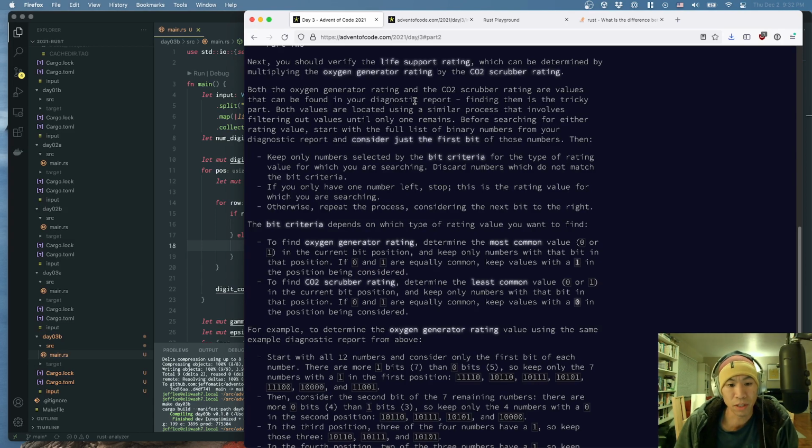Okay. The bit criteria depends on which type of rating you want to find. To find the oxygen generator rating, keep the most common value, 0 or 1, in the current bit position, and keep only numbers with that bit in that position. If 0 and 1 are equally common, keep values with 1 in the position being considered. Are 0 and 1 equally common in any of the digits?